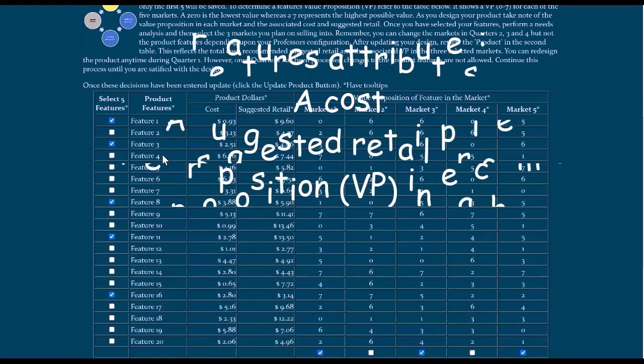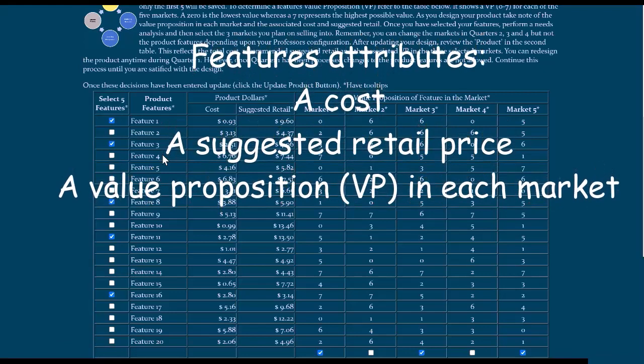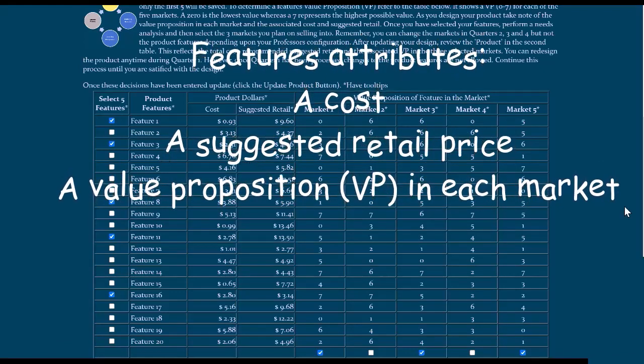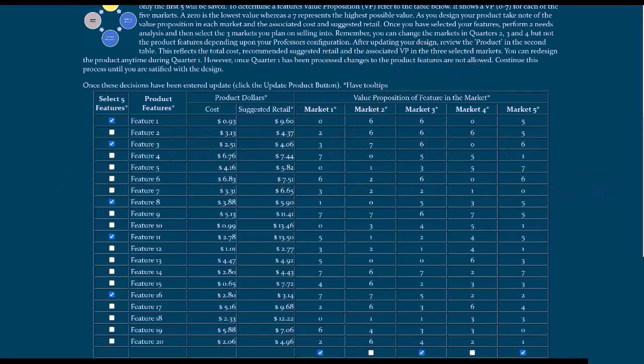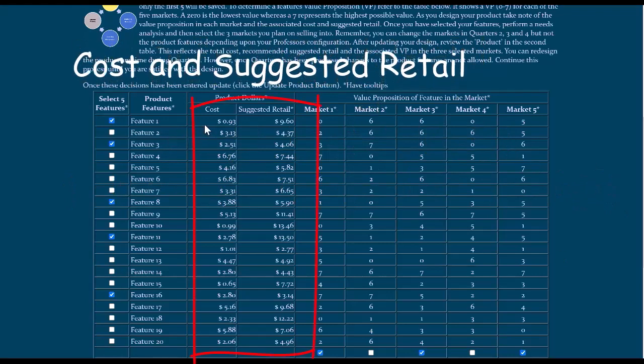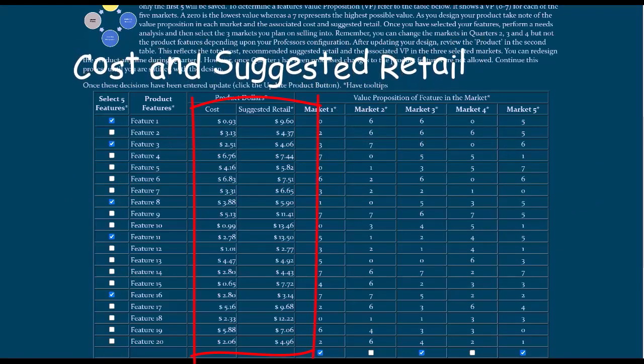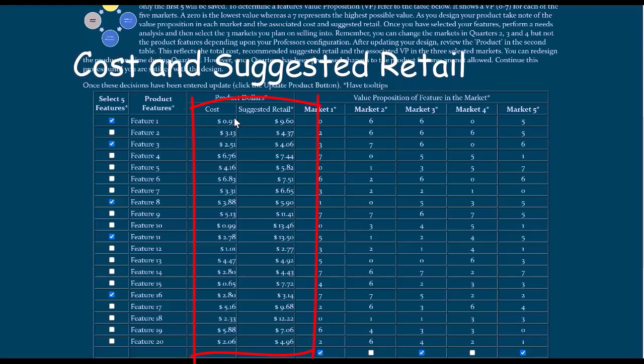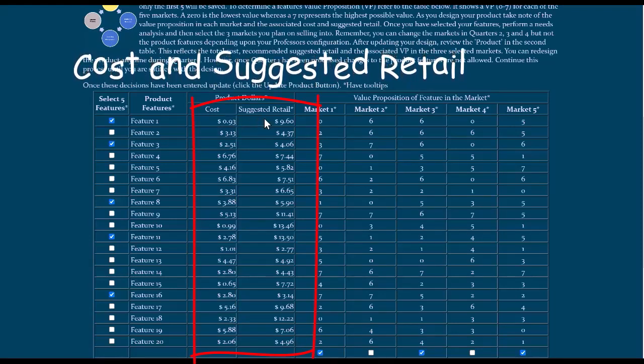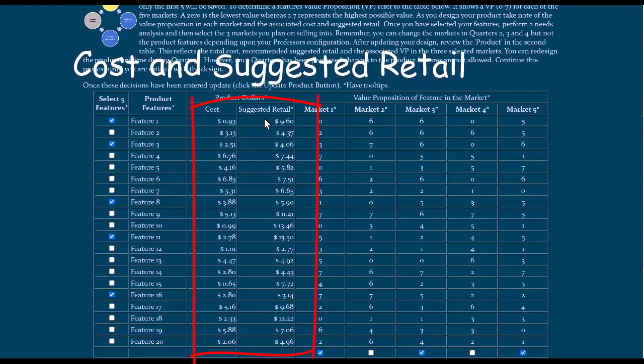However, in all cases, we're looking at a number of attributes associated with each and every one of these features. The first attribute is the cost, and the second is the suggested retail. Effectively, this gives you a very close approximation to gross margin if we exclude inventory.